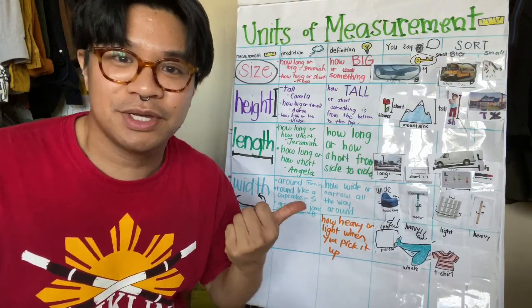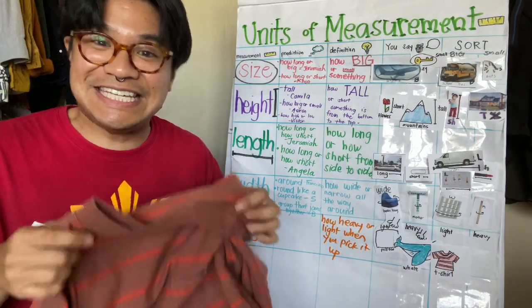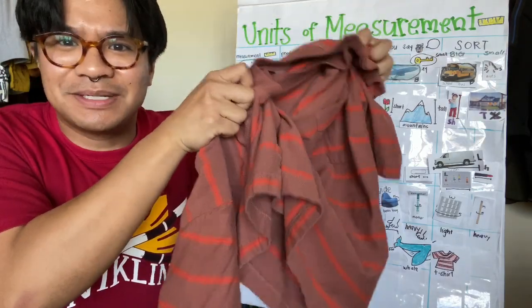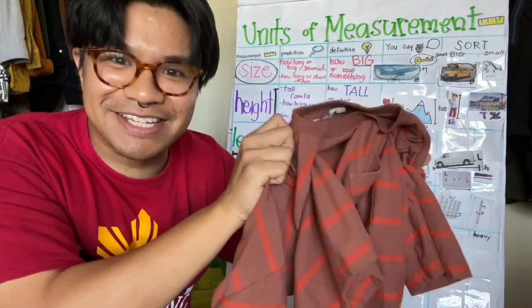Did you tell your families how you know this t-shirt is light? Yeah, because it's easy to pick up. Watch. I'm gonna pick up this t-shirt and it was really easy to pick up. So the weight of this object, of this t-shirt, is light.